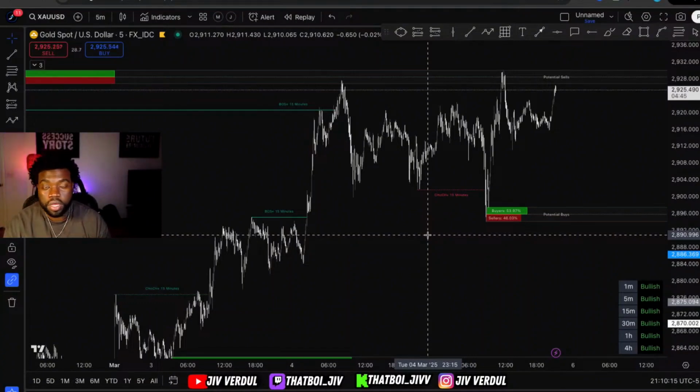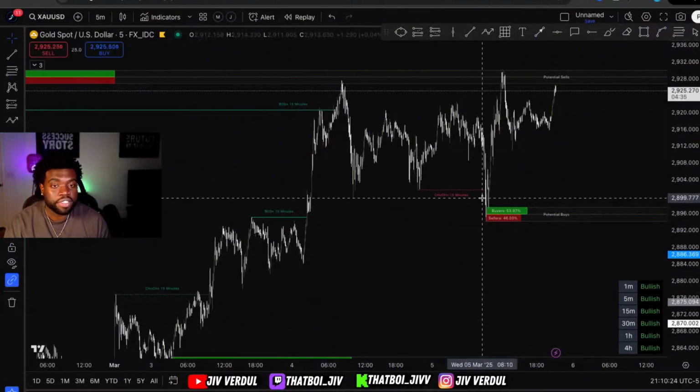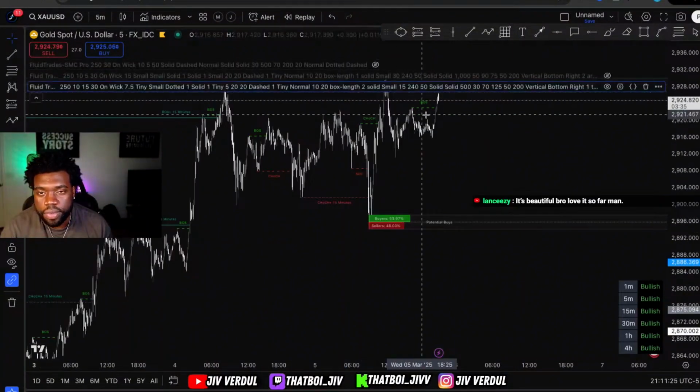For example, if we caught a sell trade on the 5-minute, and then out of nowhere we had, let's say, a 15-minute breaker structure. That 15-minute breaker structure basically indicates that on the 15-minute time frame, there's strong bearish momentum going on. So price might continue going down on the 5-minute time frame.